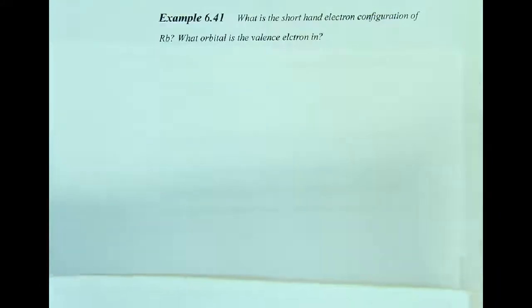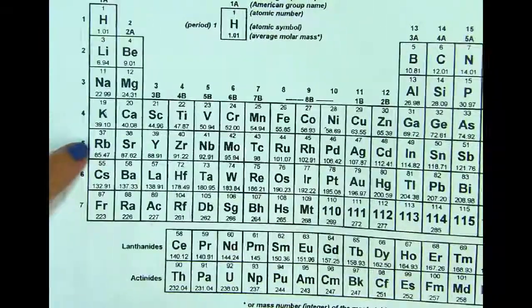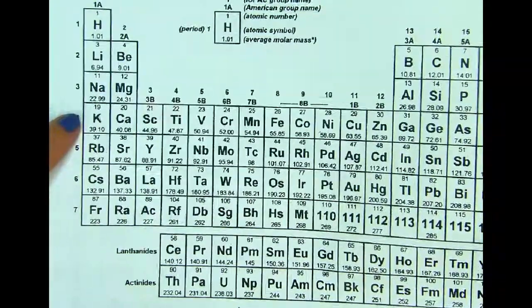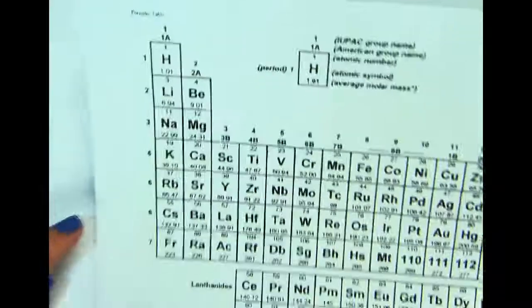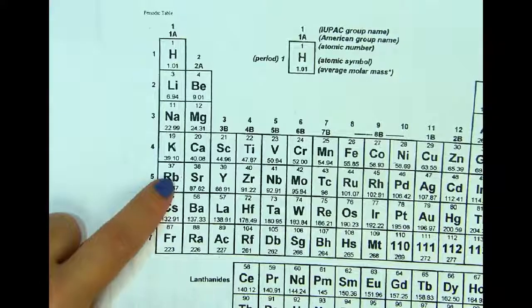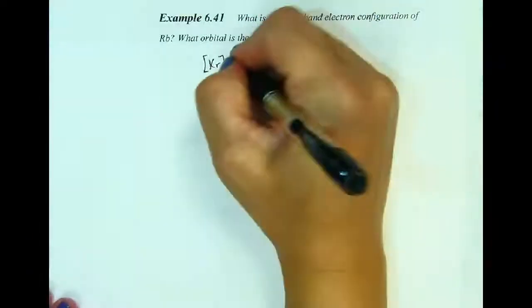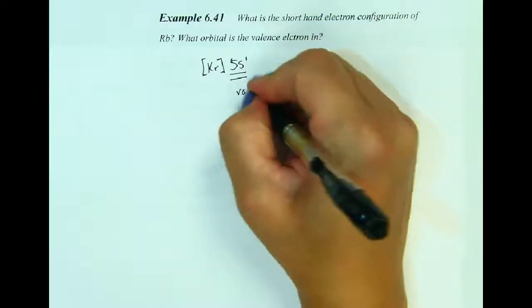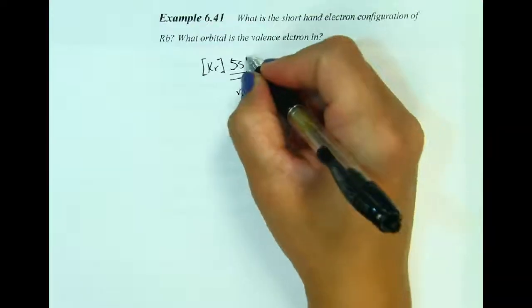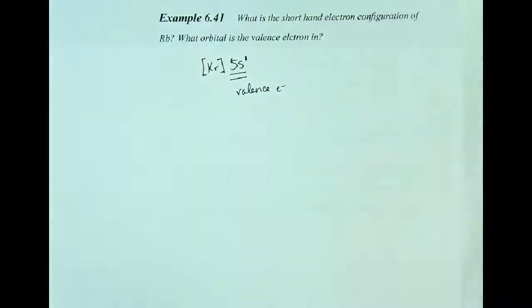What is the shorthand electron configuration of rubidium? What orbital is the valence electron in? So here we're going to find rubidium is at the beginning of row 5. So at the end of row 4, I'm going to use the noble gas krypton in brackets. And then I'll go back to the beginning of row 5 and find that rubidium is in 5s1. And so we have krypton 5s1. And so this is where the valence electrons are located, and you can see that we have only one valence electron in rubidium.